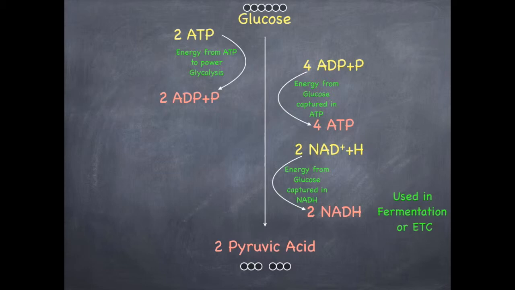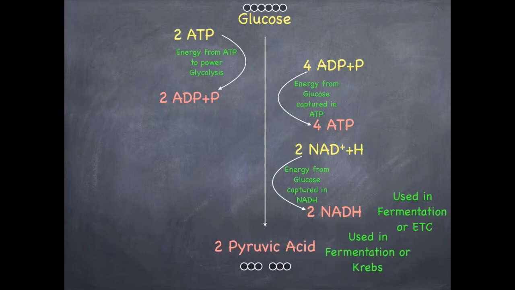After the energy recovery, 2 pyruvic acids are produced. The 2 NADHs produced can be used in fermentation or the electron transport chain. The 2 pyruvic acids that were produced can either be used in the Krebs cycle or fermentation.